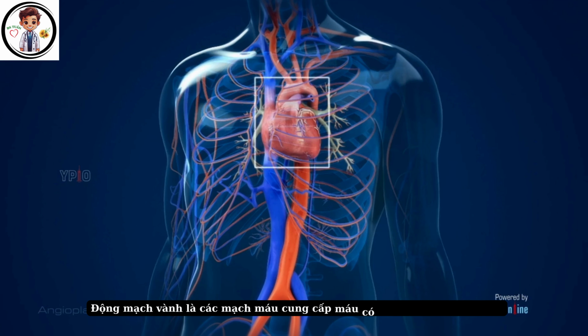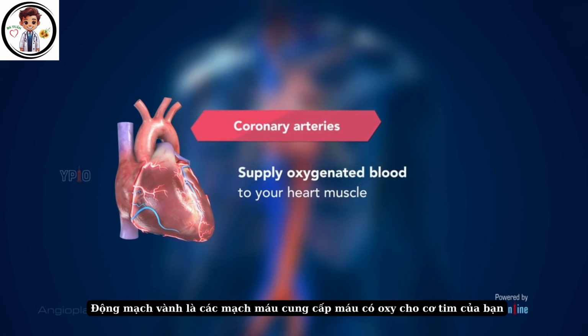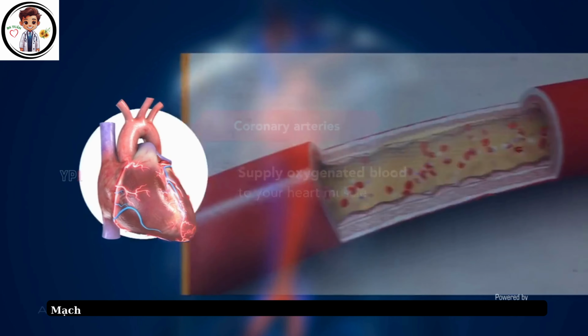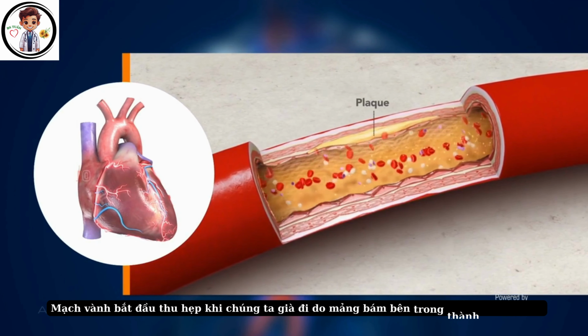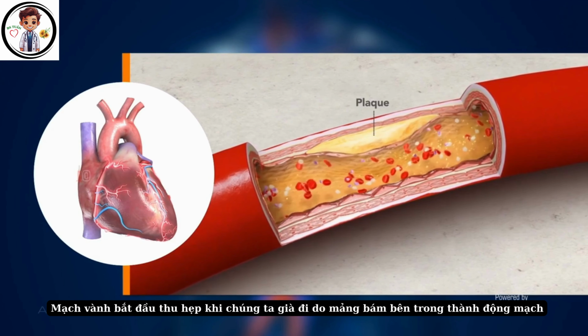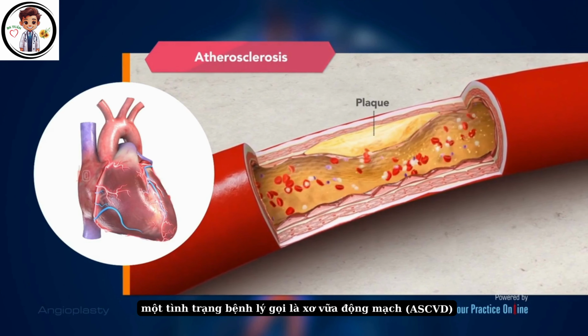The coronary arteries are the blood vessels that supply oxygenated blood to your heart muscle. They can start narrowing as we age due to plaque deposits on the inner walls, a medical condition called atherosclerosis.